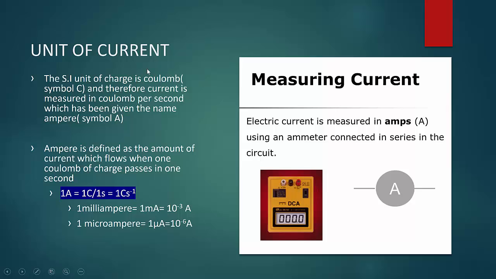Now what is the unit of current? The SI unit of charge is coulomb, and therefore current is measured in coulomb per second, which has been given the name ampere. The symbol is A. Current is measured using a device known as an ammeter, which is always connected in series with the circuit. Ampere is defined as the amount of current which flows when 1 coulomb of charge passes in 1 second. There are smaller units of current: 1 milliampere, which is equal to 10 to the power minus 3 ampere, and 1 microampere, which is 10 to the power minus 6 ampere.